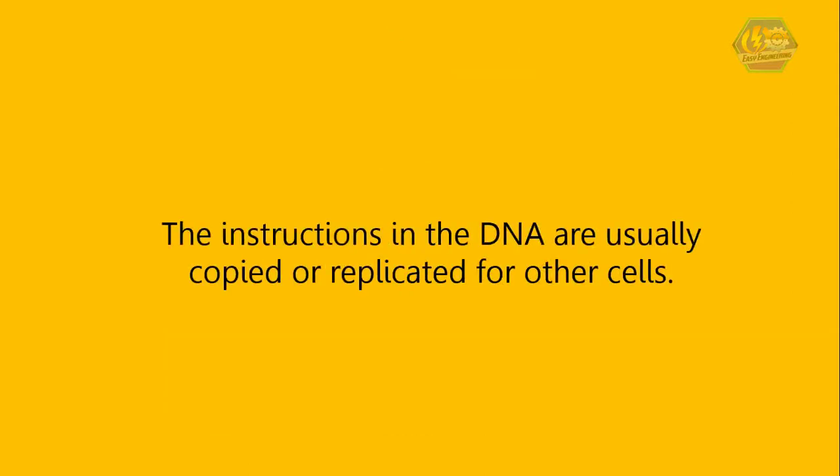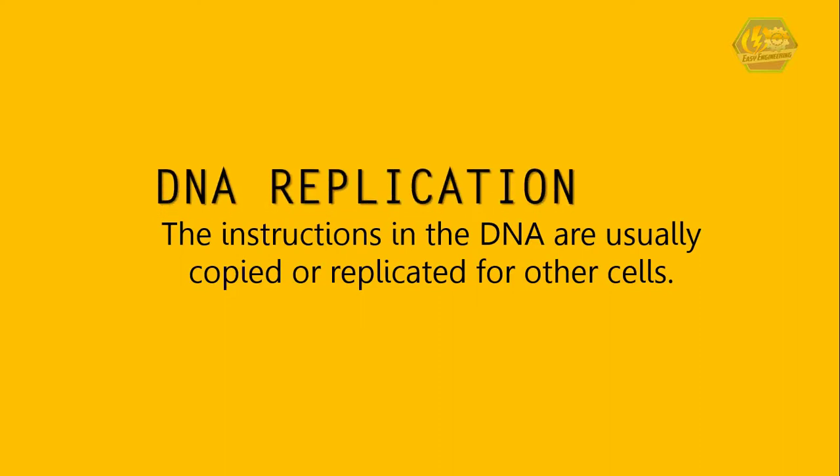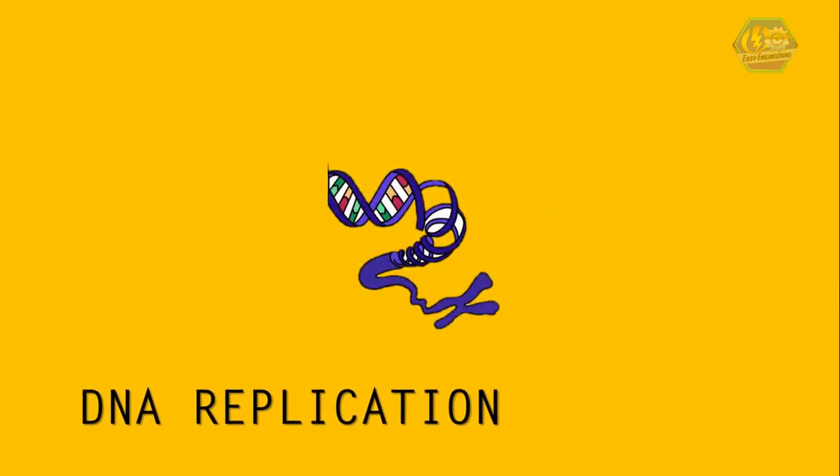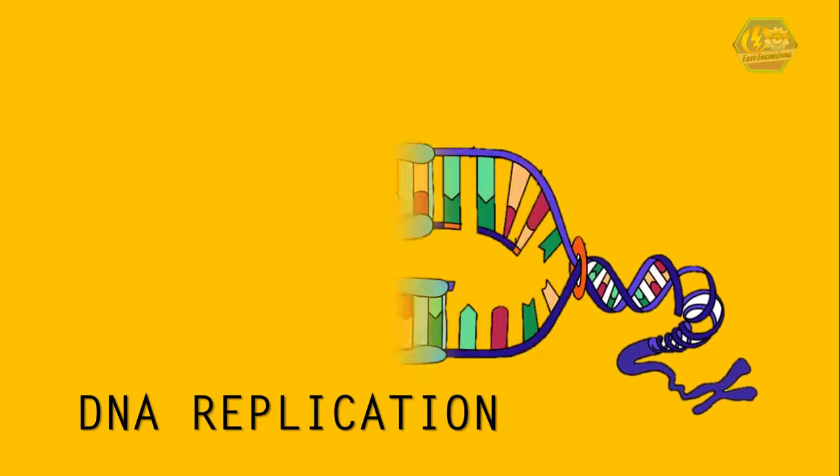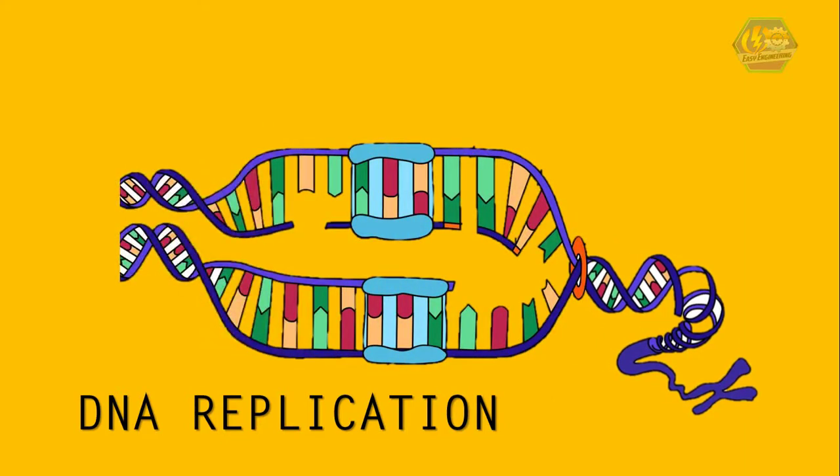The instructions in the DNA are usually copied or replicated for other cells. This is called DNA replication. So basically, the DNA looks like a spiral ladder. The legs of the ladder are then separated or split in half. Now this gives 2 single strands.